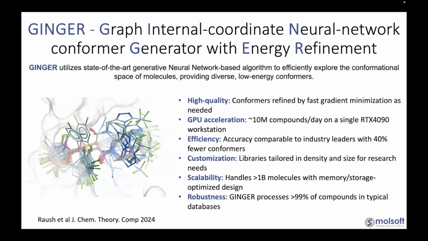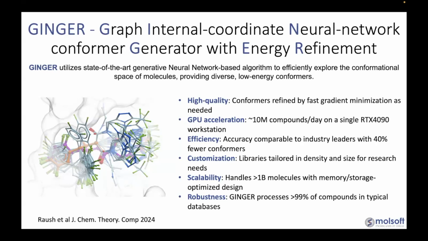So the other features are the GPU acceleration. A library of 10 million compounds can be processed in just one day efficiently. Ginger's generative algorithm provides accuracy comparable to leading industry rivals, and we have maybe 40% smaller ensembles. There are also a variety of different customization options. You can generate conformer libraries of varying density and size to match your specific needs.